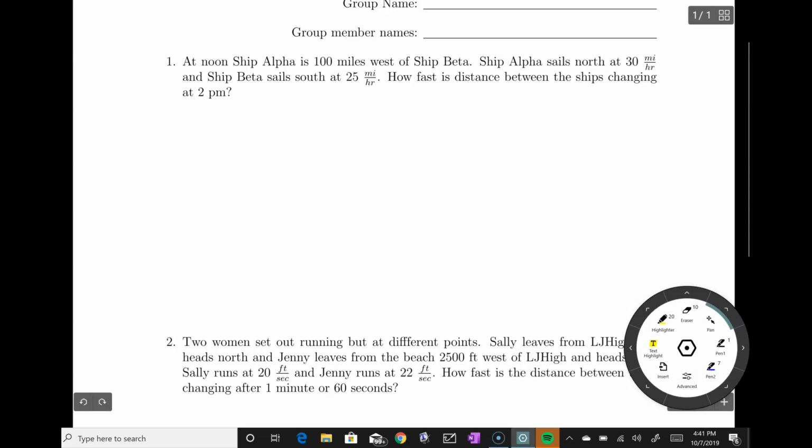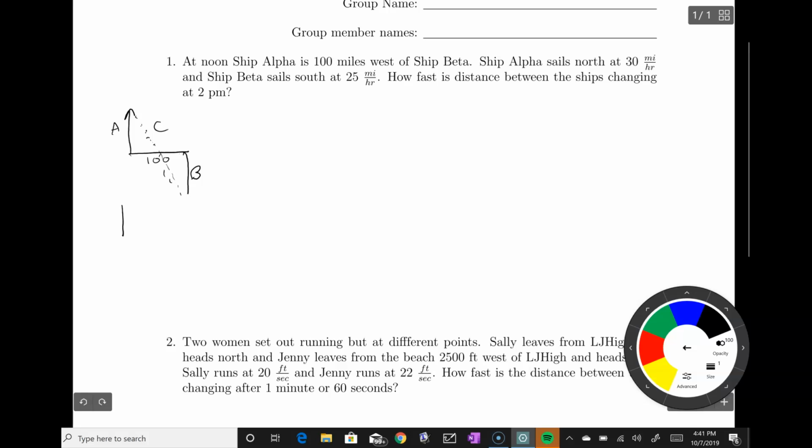Okay, so we've got the 100-mile distance between the two ships. So put that 100 here, and I've got ship A moving north, and I've got ship B moving south. And I'm trying to find the rate the distance between them is changing. So I'm going to call that C. That distance between them is changing.